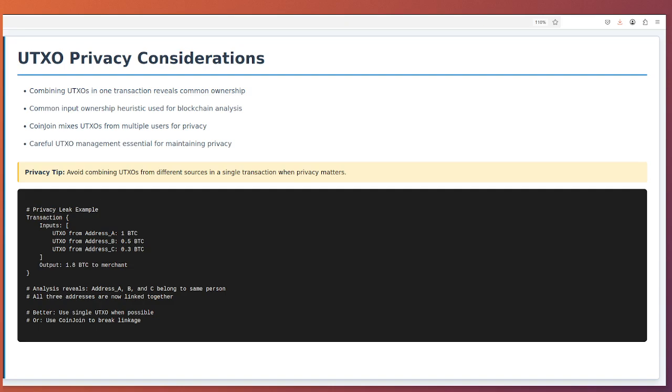However, perfect privacy in Bitcoin is challenging because the UTXO model creates a permanent public record. Every UTXO's history is traceable back through the blockchain. Privacy requires constant vigilance and careful UTXO management. Projects like Taproot improve privacy by making complex transactions look identical to simple ones, reducing information leakage from the UTXO set.